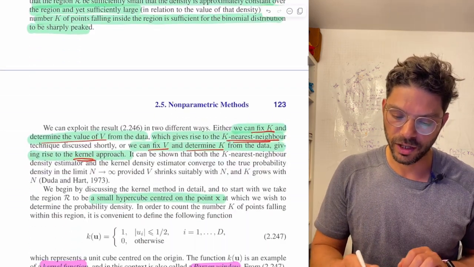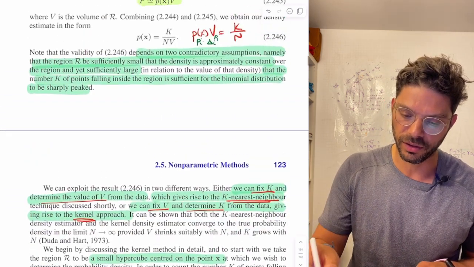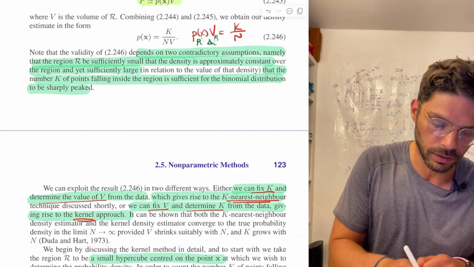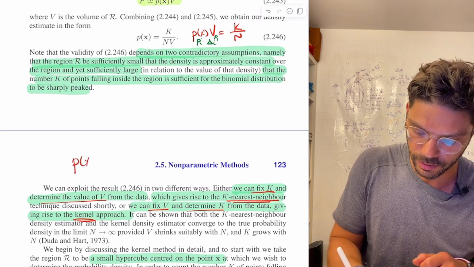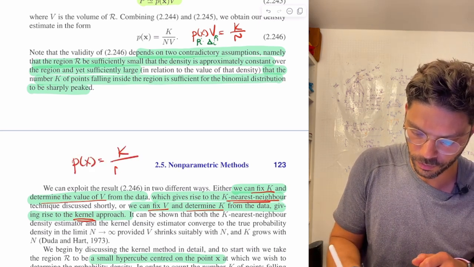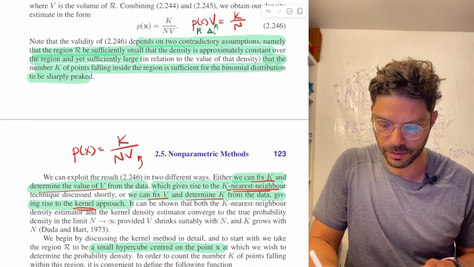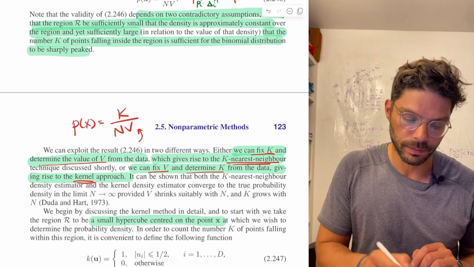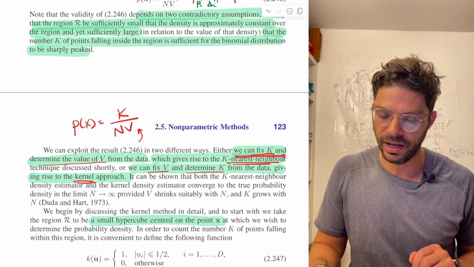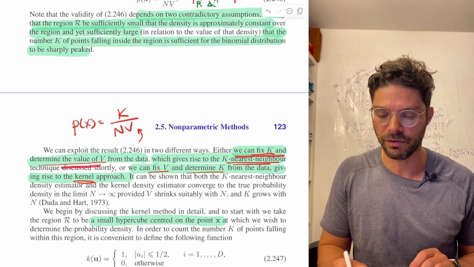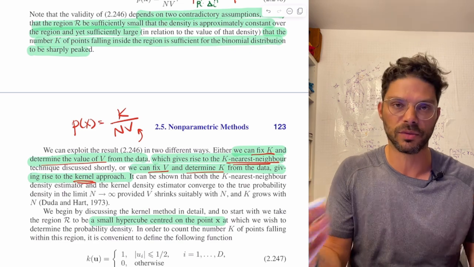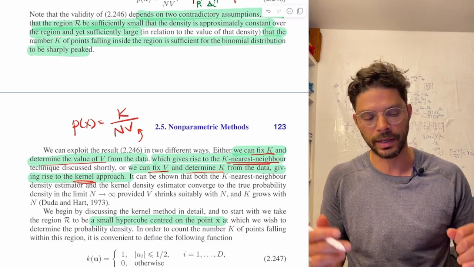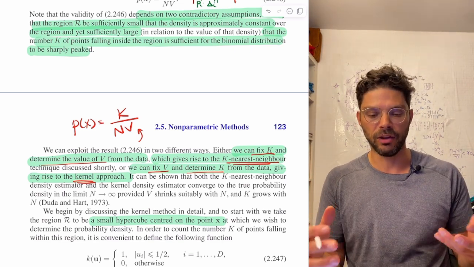Okay, we can exploit the result 2.246. So this is kind of a cool thing that he does here. I think it's quite an interesting idea. So let's just write this again. Okay, so that's this, in two different ways. Either we can fix K and determine the value of V from the data. So N is just given. We can't do anything about N. So we have K and V to play with.